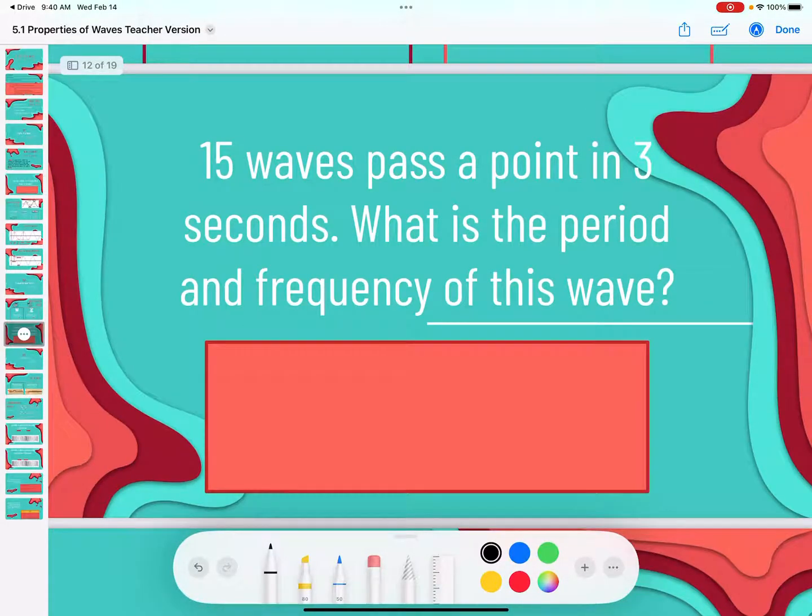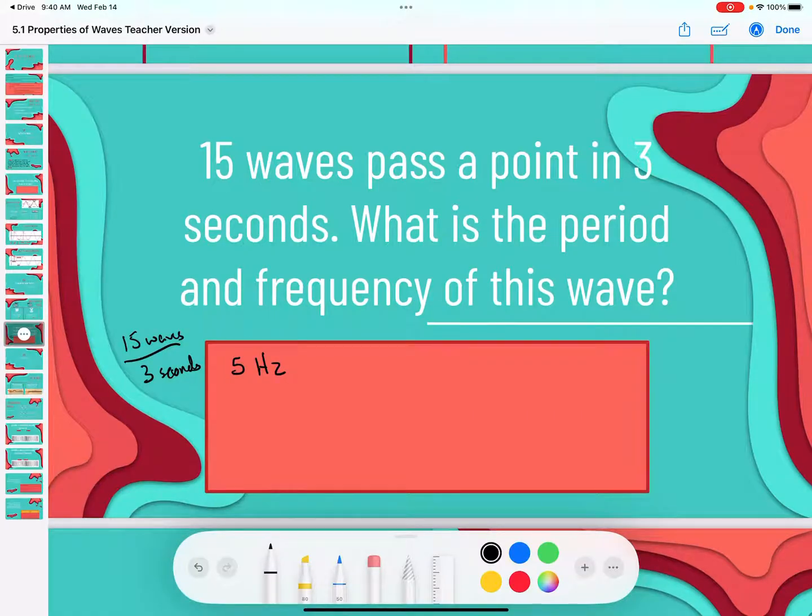So, given an example problem: 15 waves pass a point in 3 seconds. What is the period and frequency of the wave? Well, if I look at my previous example, I know that I'm going to take 15 waves and divide that by 3 seconds. There we go. And so I know I'm going to have a frequency of 5 hertz.